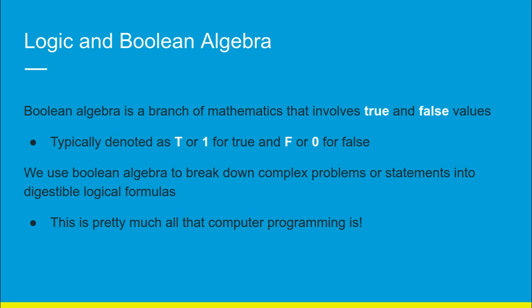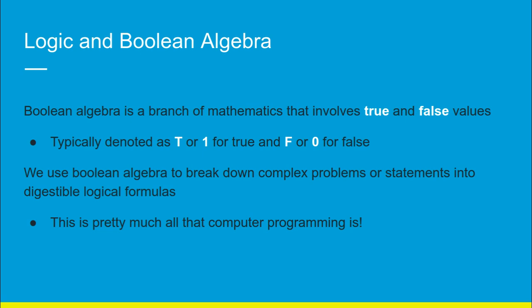Typically we see true denoted with a capital T or with a 1, and false denoted with a capital F or a 0. We use Boolean algebra to break down complex problems or statements into digestible logical formulas. And why do we do that? Well, as developers we do that so we can write programs.